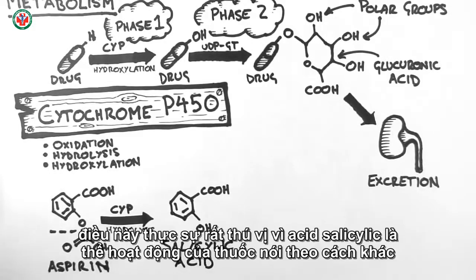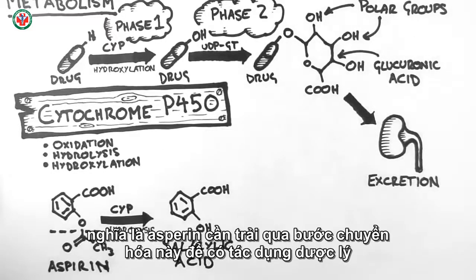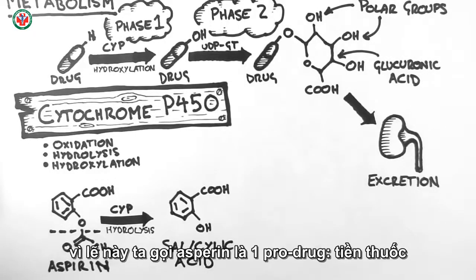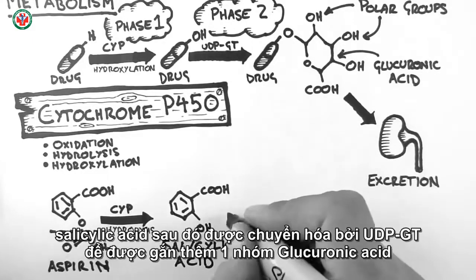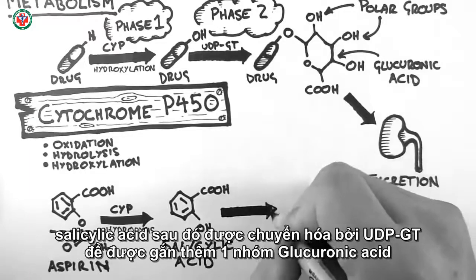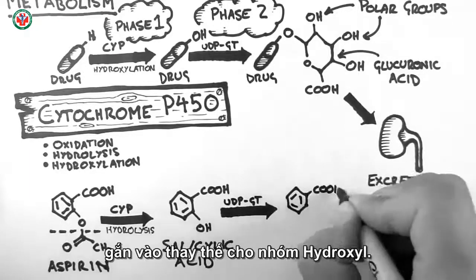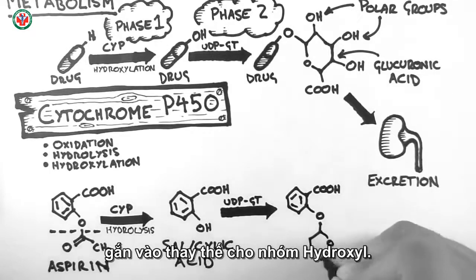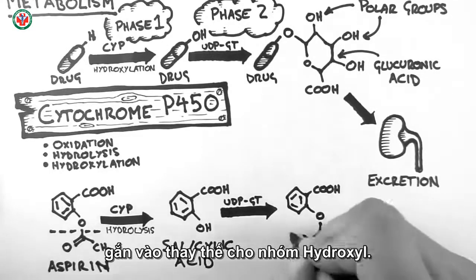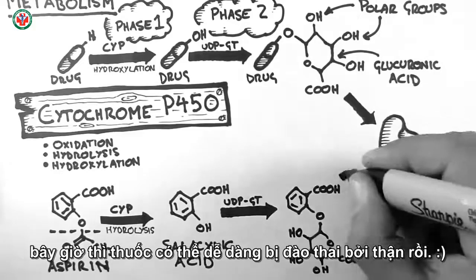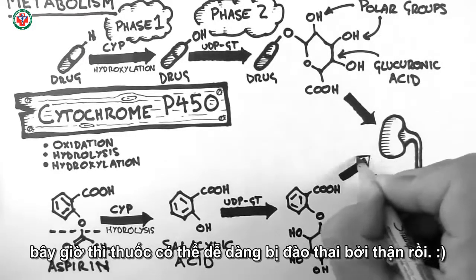This is particularly interesting as salicylic acid is the active drug. In other words, aspirin needs to be metabolized before it has any effect. Because of this, we call aspirin a prodrug. Salicylic acid can then be acted upon by UDP glucuronyl transferase to attach the glucuronic acid group in place of the hydroxyl group. Now the product can easily be excreted by the kidneys.